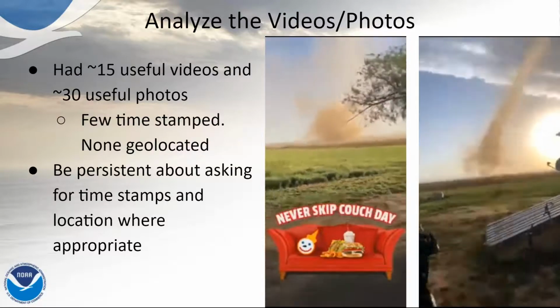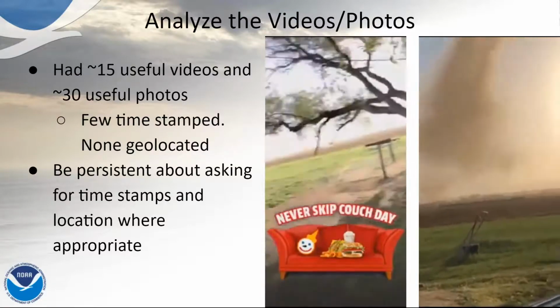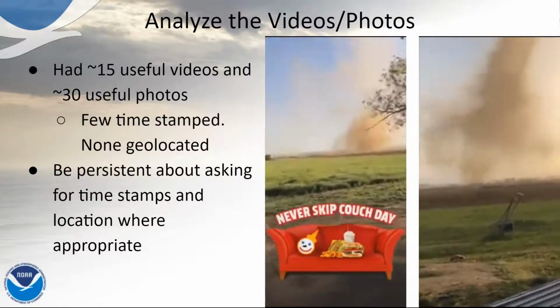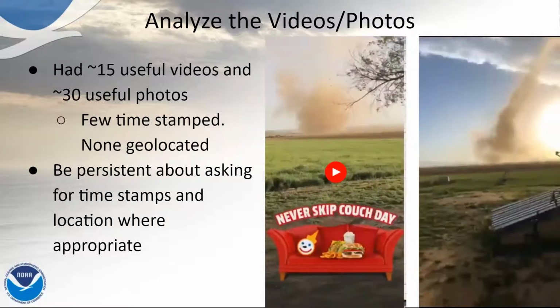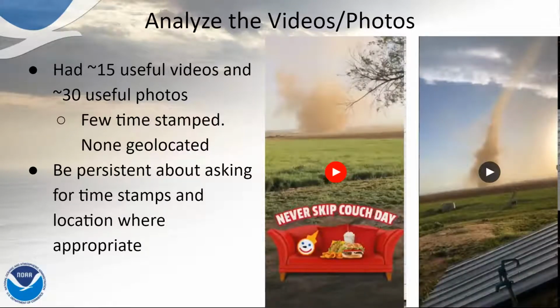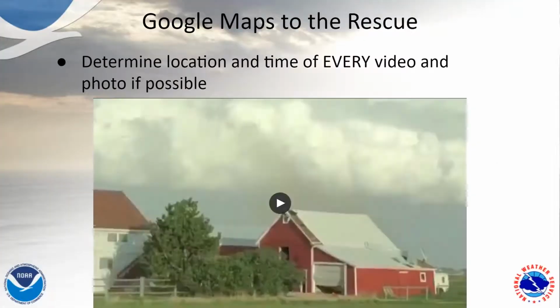So part of this was just to be persistent about asking for timestamps and location where appropriate. And you don't want to be annoying, but for the most part, people are willing to tell you exactly where they were when they took the video, and they're happy to share that with you. But the trick is to keep being persistent. There were several times when we thought we had the right answer. Turns out it wasn't, so we had to go back and ask the person again, you know, exactly when was this photo taken? Where were you when you took this? And still, we couldn't get that information from a lot of the videos.